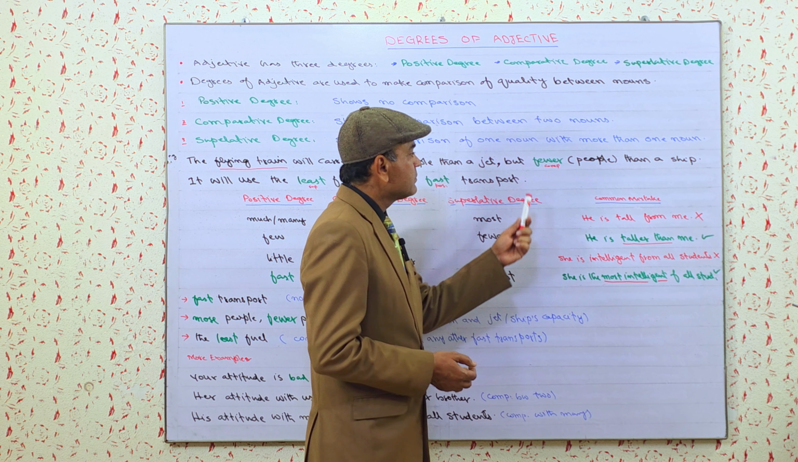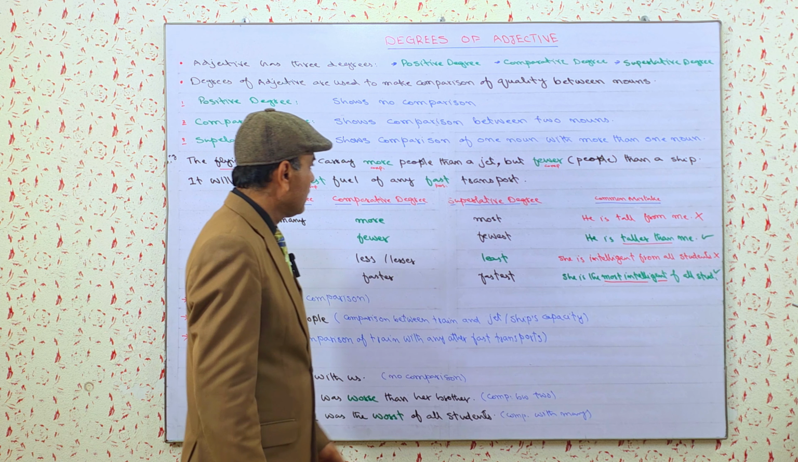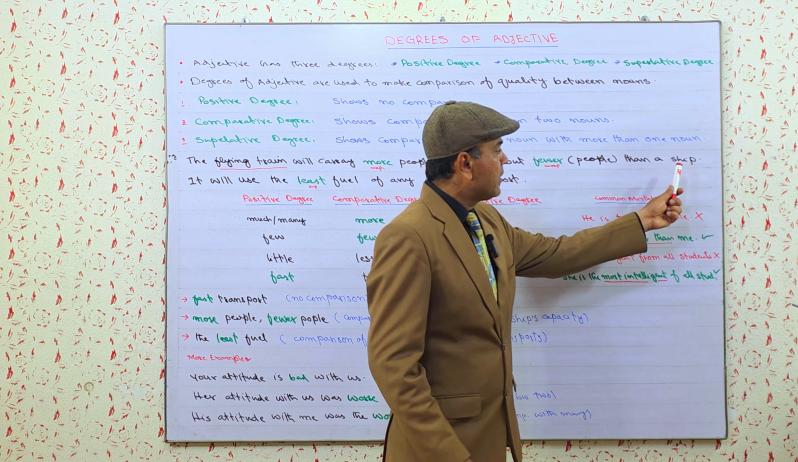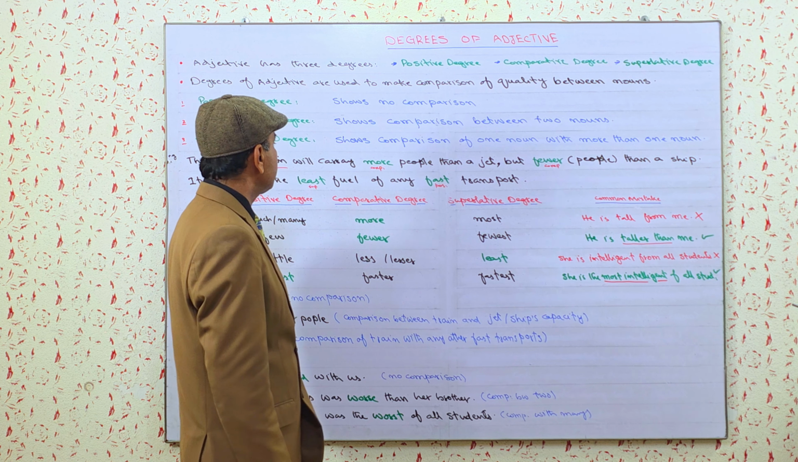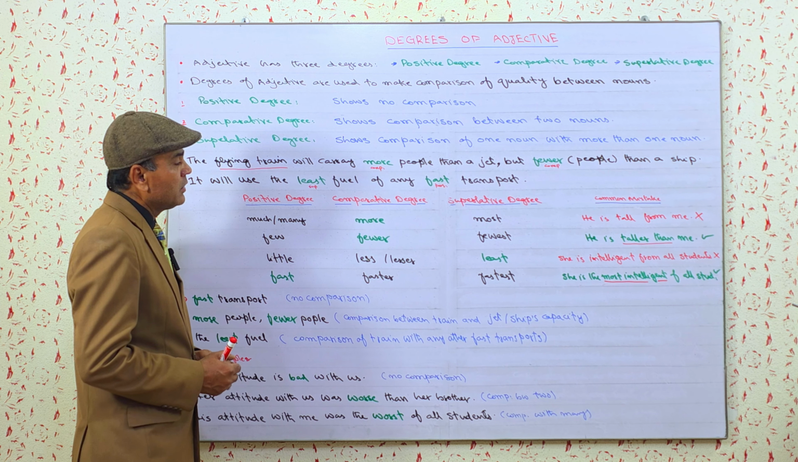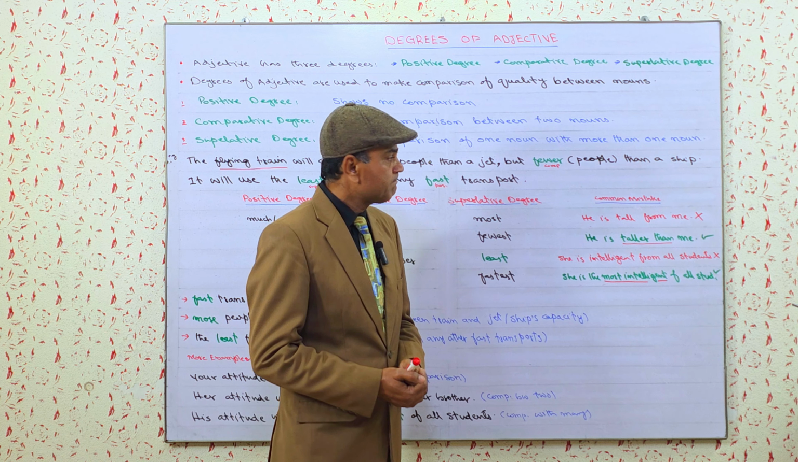Then, but fewer means fewer people, and here again I am saying fewer people than a ship. Now I am comparing the seating capacity of a ship with the seating capacity of the flying train. So I am using the comparative degree here.